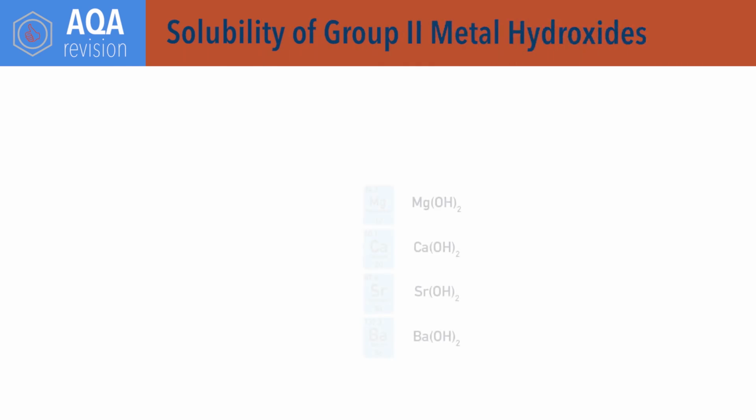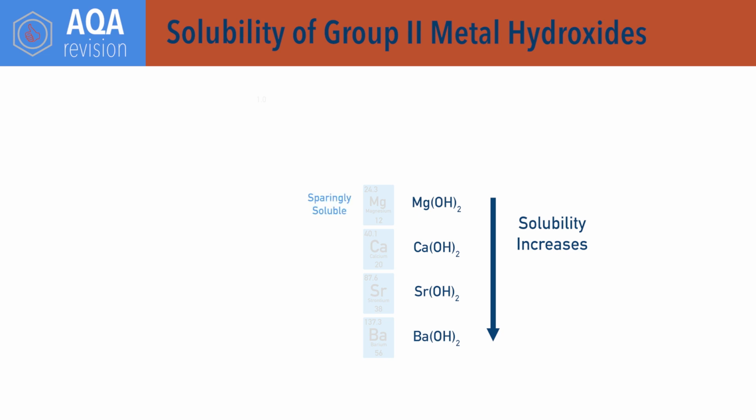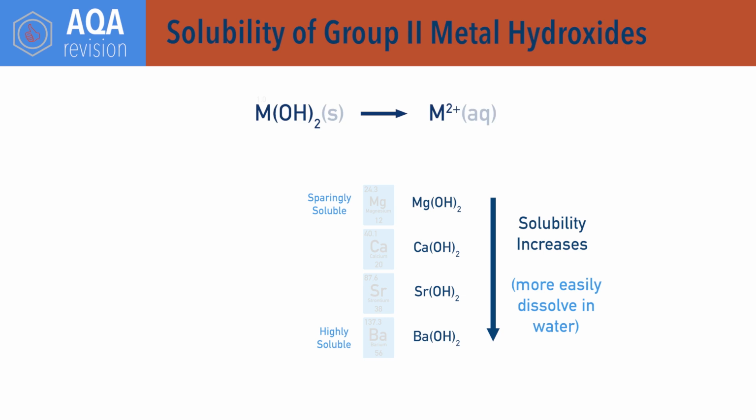The solubility of group 2 metal hydroxides increases down the group, with magnesium hydroxide, Mg(OH)2, being only sparingly soluble and strontium and barium hydroxides being highly soluble. This means the metal hydroxides more easily split apart and dissociate in solution, releasing a metal ion with a 2+ charge and hydroxide OH- ions.